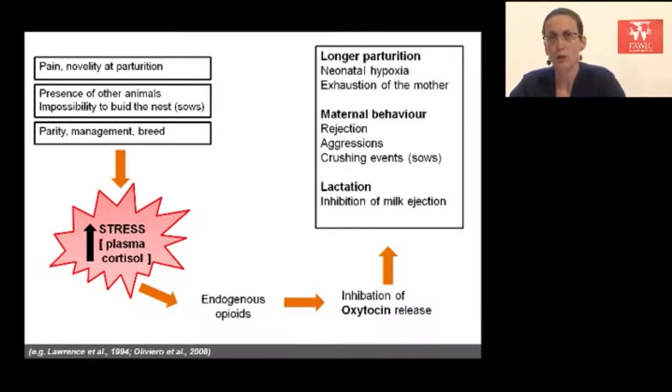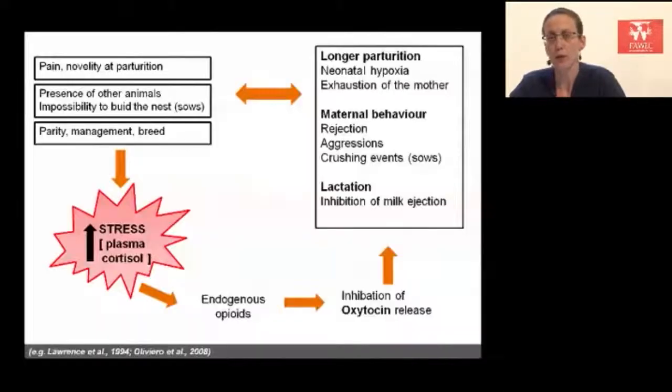And finally, oxytocin is very important for lactation. So an inhibition of oxytocin can produce an inhibition of milk ejection. So the idea is that if we can control these different stressful factors as much as possible, probably we can reduce this stress around parturition, and we can improve several aspects during parturition.